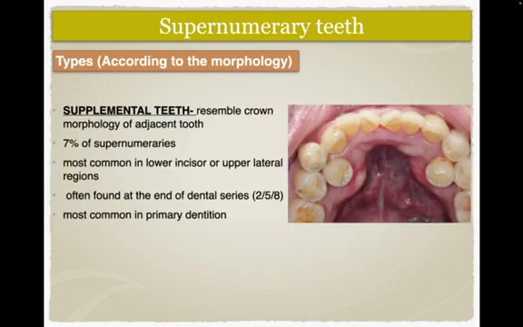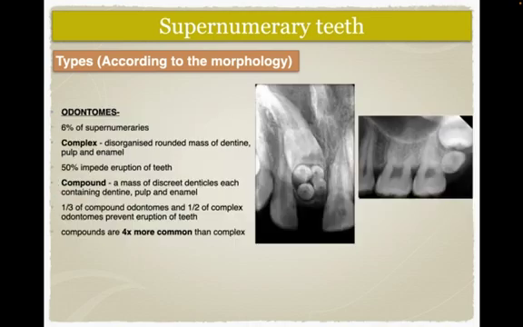Now the third type is called the supplemental, like twins. It resembles the crown morphology of the adjacent teeth. So it's exactly the same. And usually this one is found at the end of each dental series, for example, lateral incisor, 5 and 8. So that one will be something similar to that. It's like copy and paste, as we call it, supplemental supernumerary.